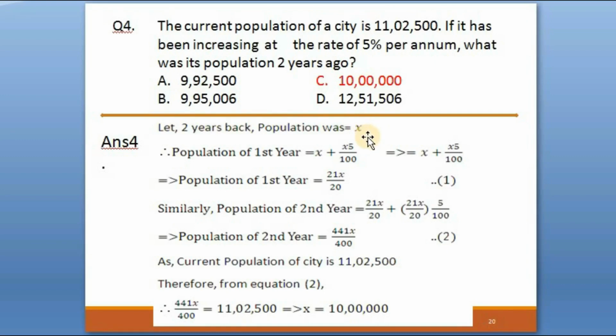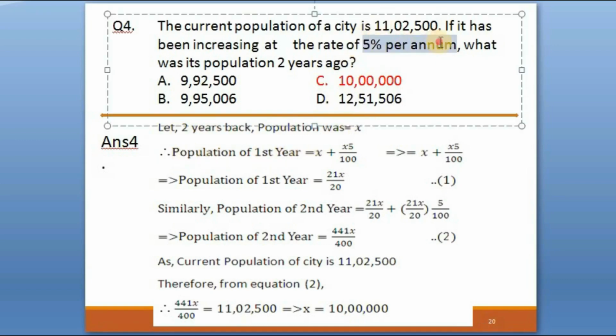If that population was x, then since the population is increasing at 5% per annum, as given in the question, we get x plus 5% of x, that is x multiplied by 5 divided by 100. So this comes out as x plus 5x divided by 100, right? By solving this we will get 21x divided by 20. So this is our first equation.